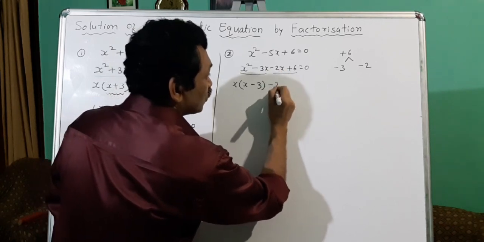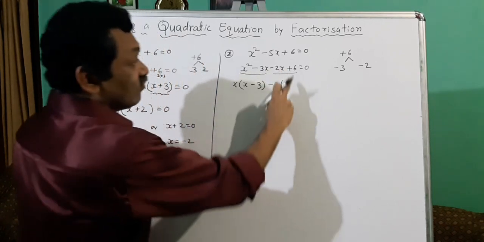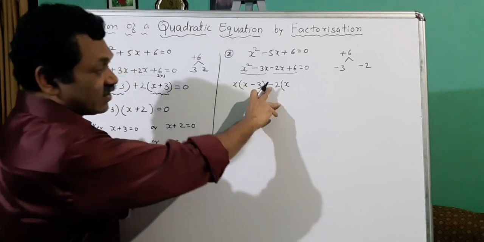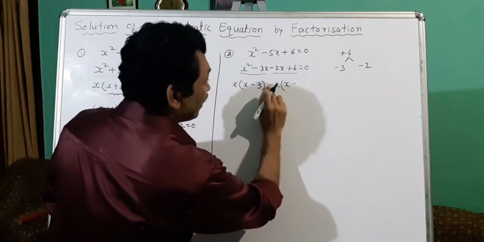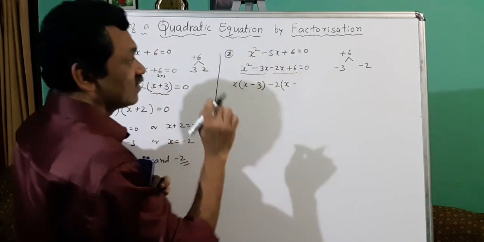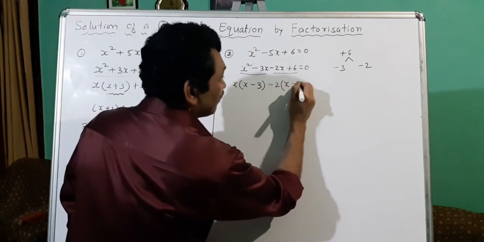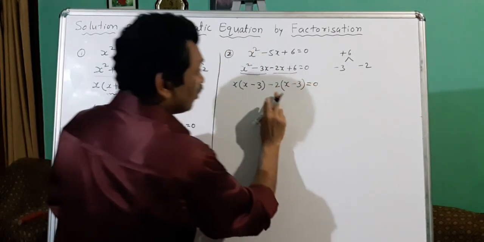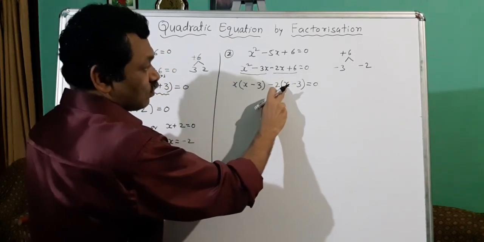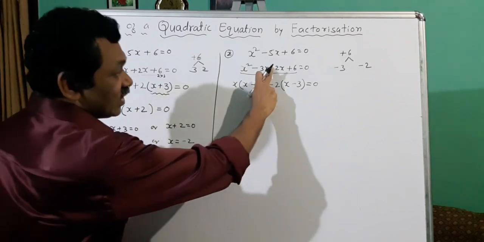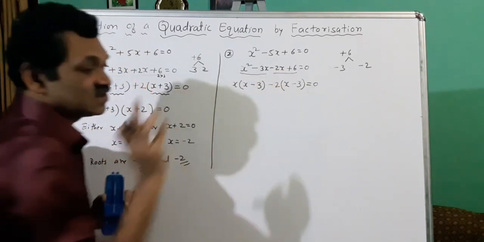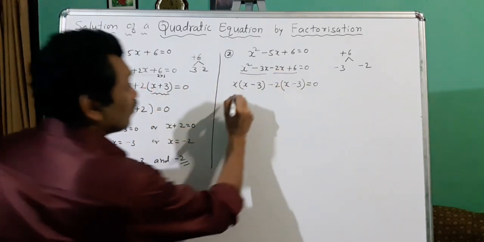Out of these two, 2 is common. So x, we have plus sign here. Since we have taken minus common, we have to convert this into minus, because minus multiplied by minus gives you plus. So out of 6, 2 is taken, so remaining 3 is equal to 6. Minus 2 into plus x is minus 2x, minus 2 into minus 3 is plus 6. So whenever we take minus sign, the sign changes inside the bracket. Okay, now we got a common bracket.